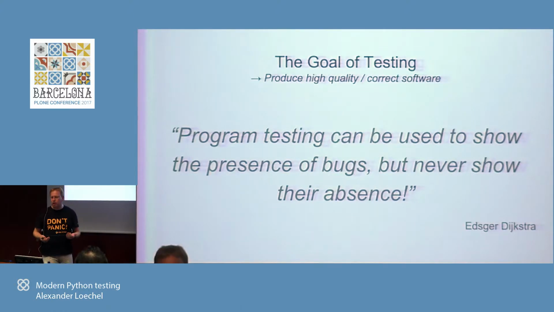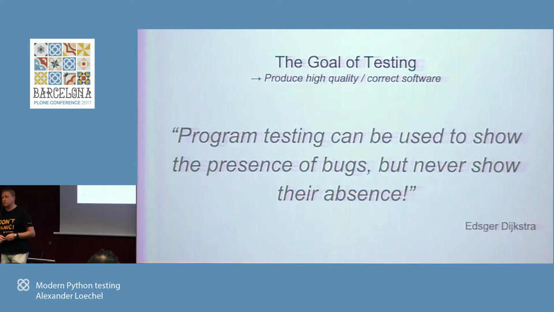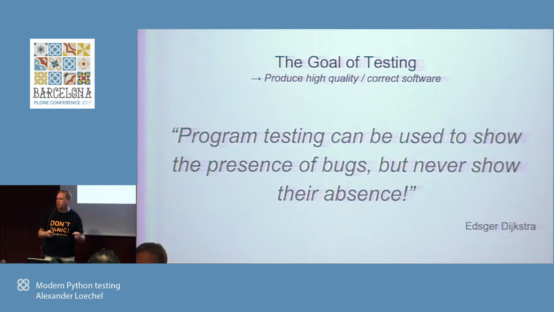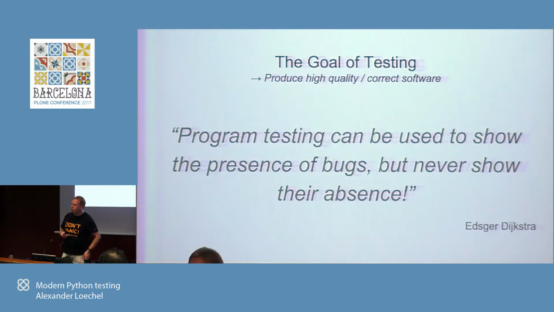So, what is the goal of testing? To produce high quality and correct software. But program testing can only be used to show the presence of bugs, not the absence. And that's the problem. You can just show that it works like you expected for your use cases, but there's always something that could happen, so never trust your own things. Try to test as much as possible, because then if something does not behave like you think, you have a way to start looking into it.